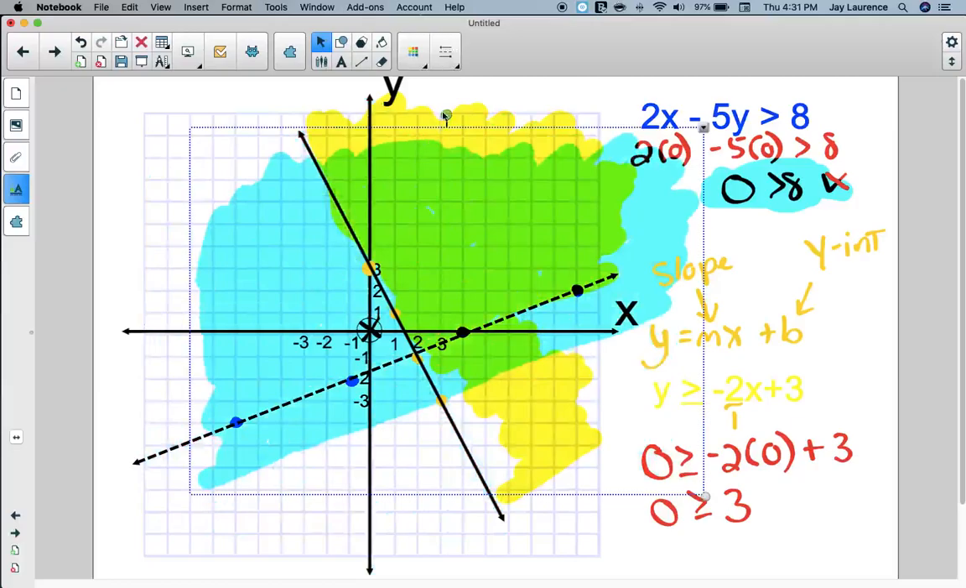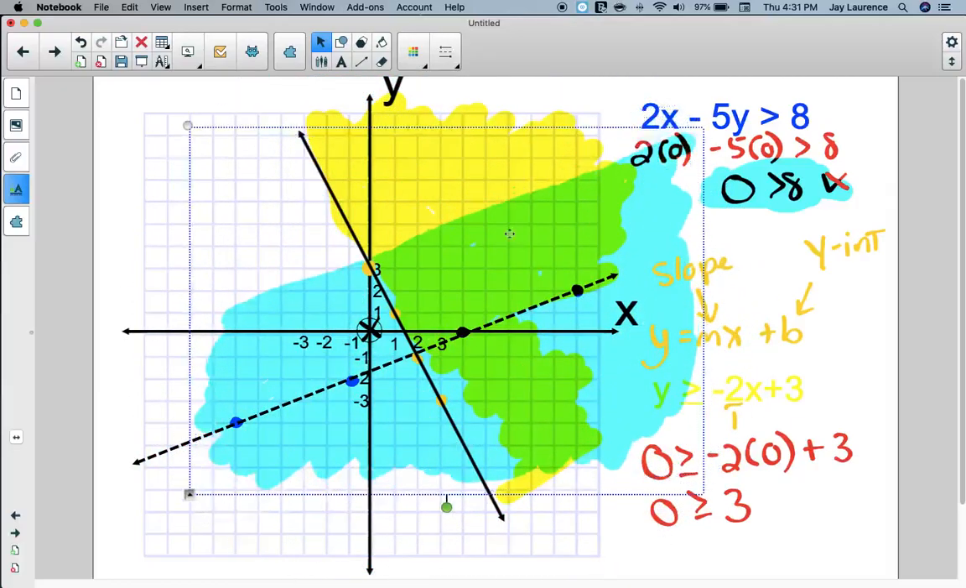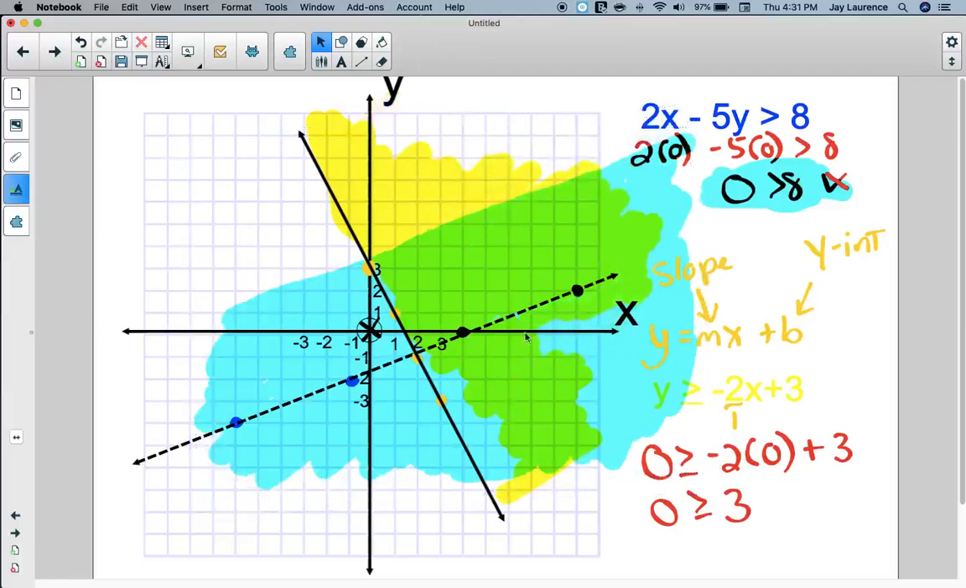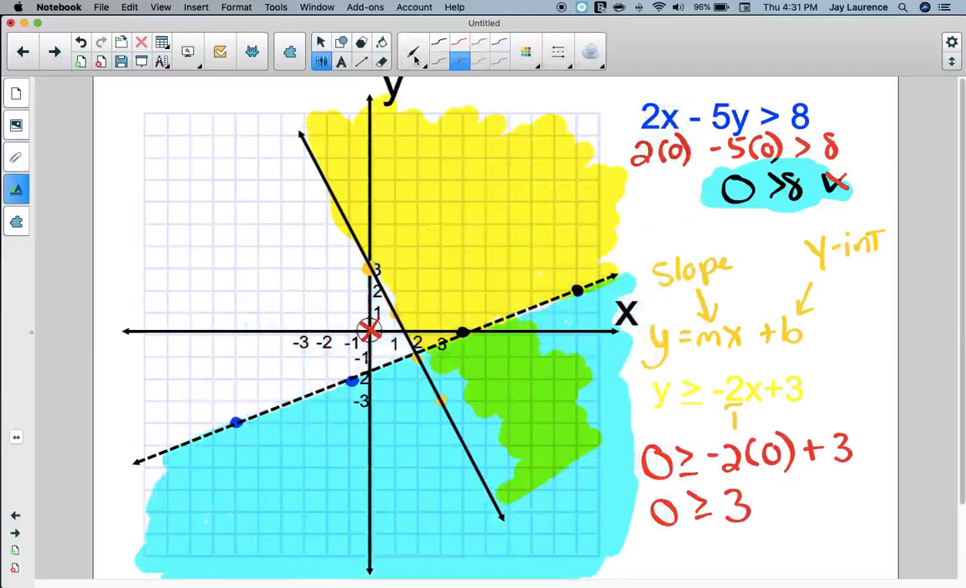Here, let me rotate it. Oops, grab the wrong thing. There we go. And so now, if I shade in yellow, I still shade over there, but all this would turn to green, right? There we go. See the importance of checking your work and making sure you're doing it right. I made a silly mistake.